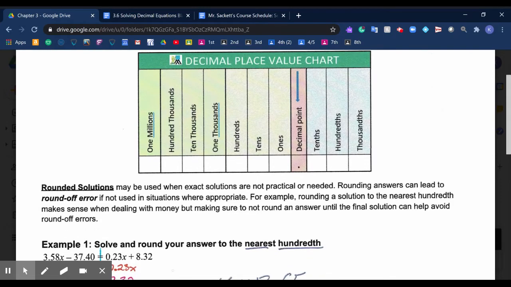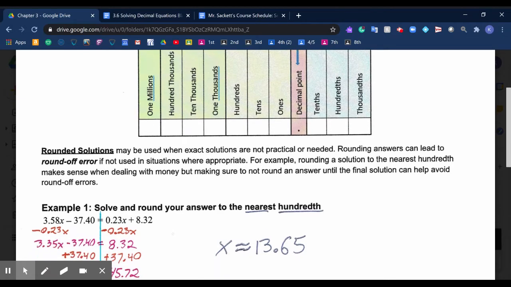So the idea of rounded solutions, especially when we're dealing with decimal linear equations or decimal equations, rounded solutions may be used when an exact solution is not practical. So rounding answers can lead to what's known as round-off error if they're not used in situations where appropriate. And the best way to avoid round-off error is to not round your answer until the final step or your final solution.